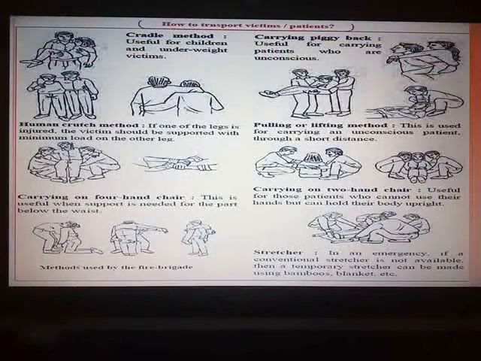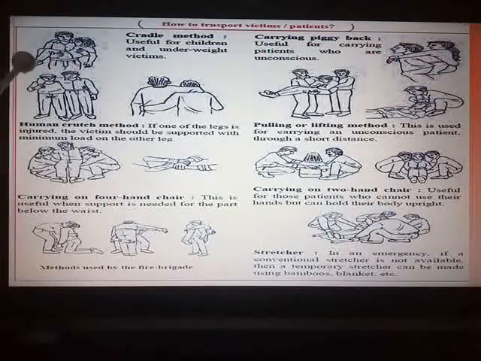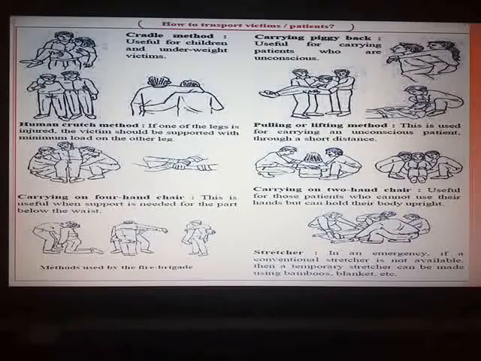So the first technique is the cradle method. You can see here the child, the victim, is carried like a cradle, which is useful for children and underweight victims. This cannot be used for heavy people or adults. So for children or victims who are very thin, to transport them to a safer place, this cradle method can be used.